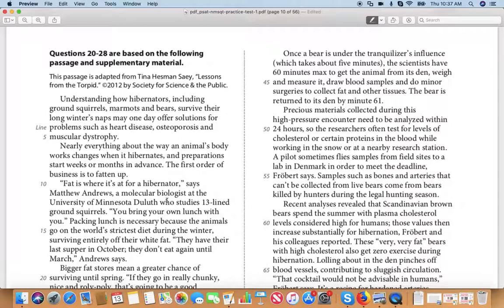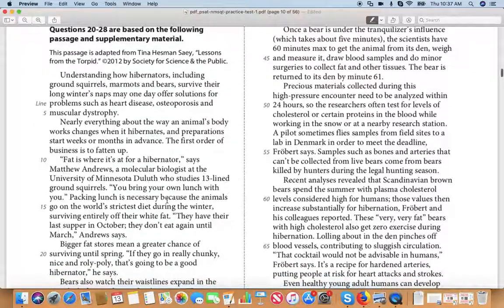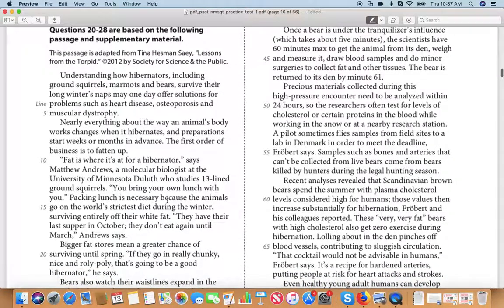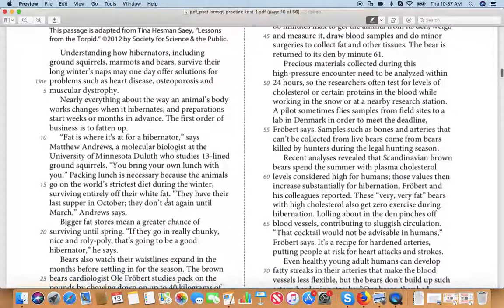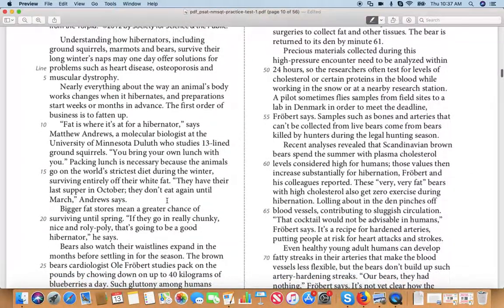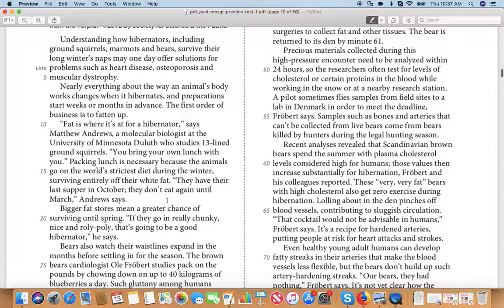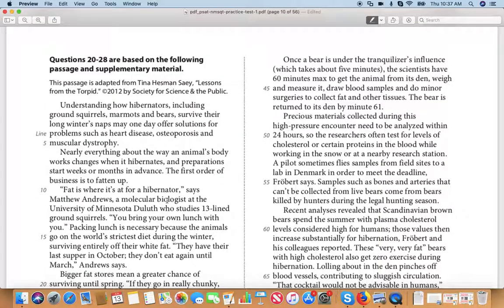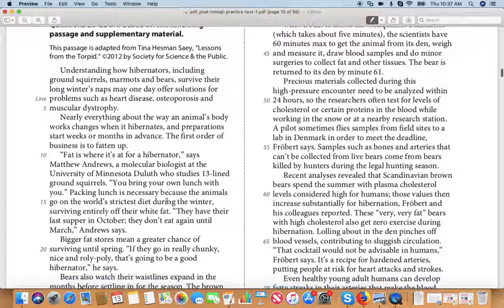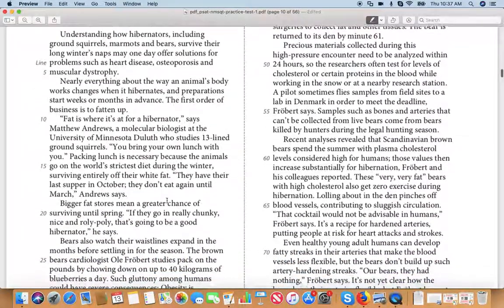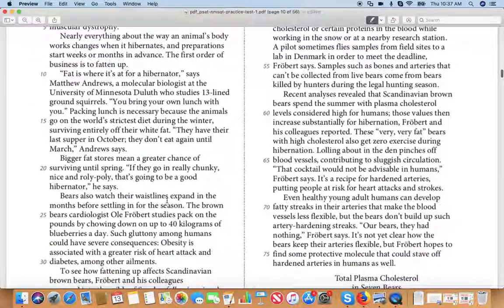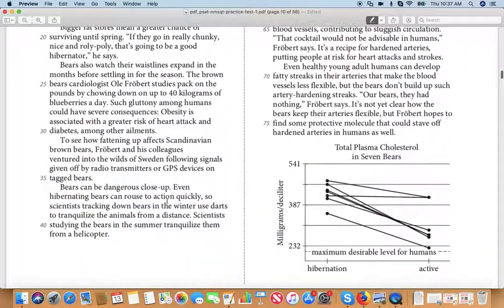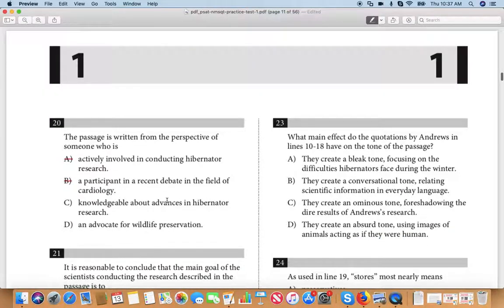They're talking about how the scientists will collect some blood samples from the bear, and no one is actually telling this person what they do. The person who's writing this is just telling you. Narrating. Yeah, they're narrating. So, C looks good? Yeah, I would agree with that.